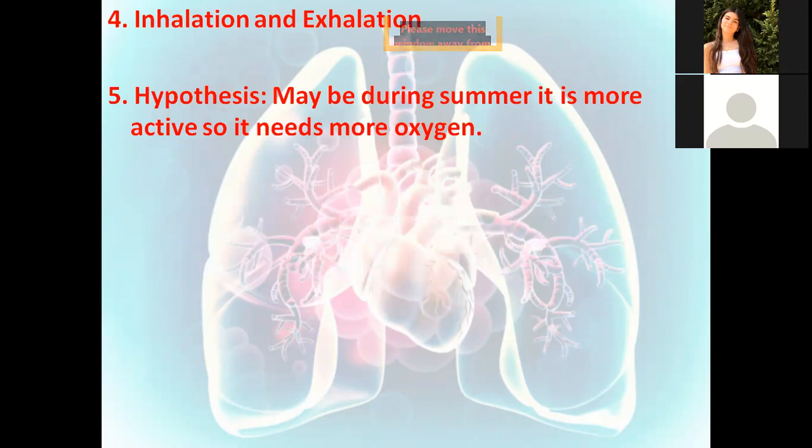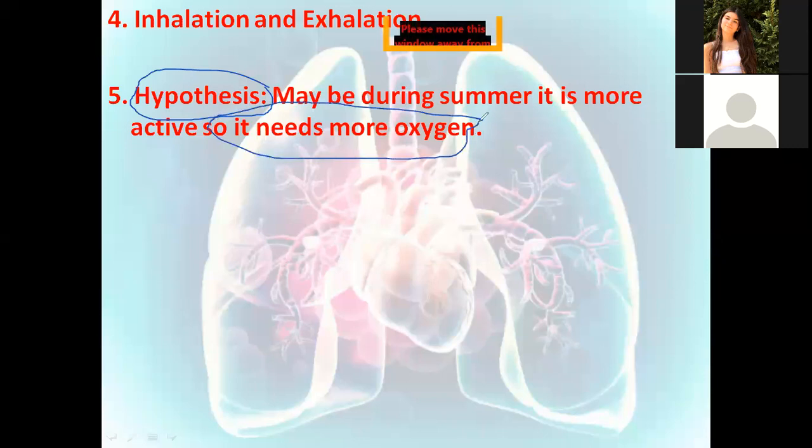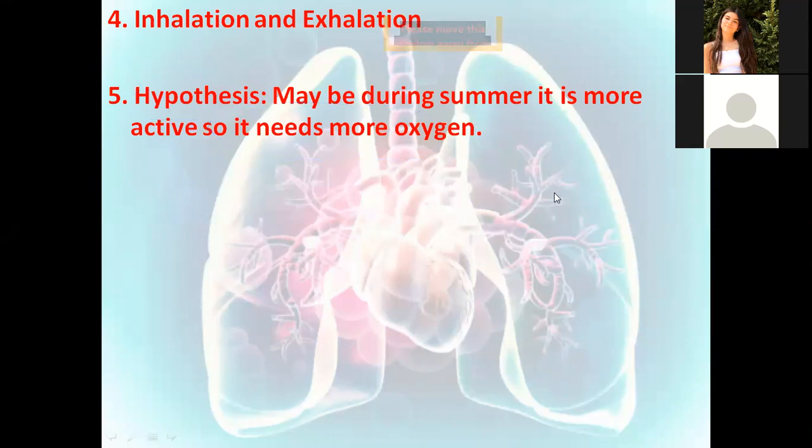As we said, the hypothesis should be a logical prediction. So you have to write hypothesis, not followed by two dots or a colon. Maybe during summer, it's more active, so it needs more oxygen. So that's why the need for oxygen in summer is more than the need in winter. Why? Because in summer you as well are more active, you have to do more activity, you have to run, to swim, to play football, to exercise, and this needs more oxygen. That's why during summer it's more active, so it needs more oxygen.